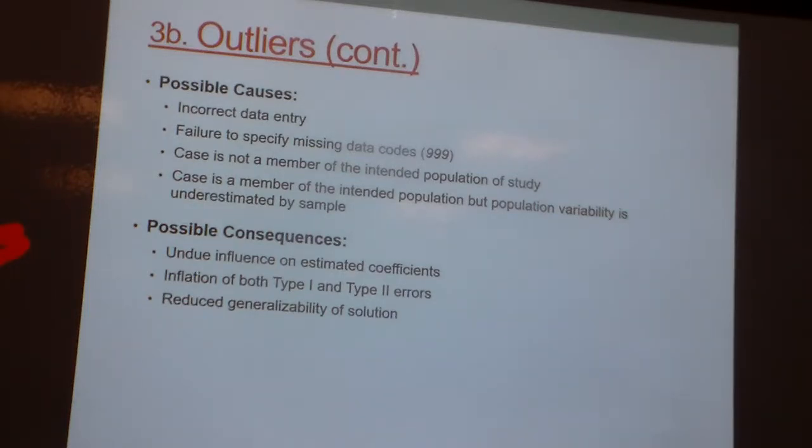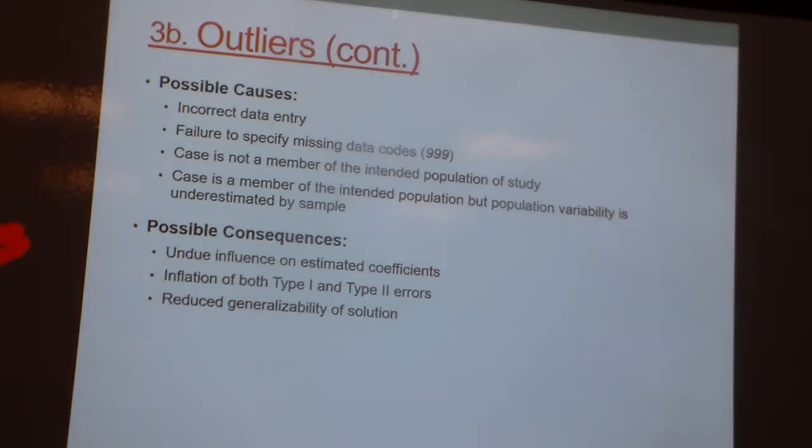But particularly in small samples, we start worrying about possible consequences of our outlying values: influence on our estimates of our coefficients. If we're looking at means, that starts dragging things around, right? And we don't want that. Inflation of both type 1 and type 2 errors, right? This is sort of confusing. It can make us say we have differences when we don't, or say we don't have differences when we do. Outlying values are problematic. And then there's the reduction of the generalizability of our solution.